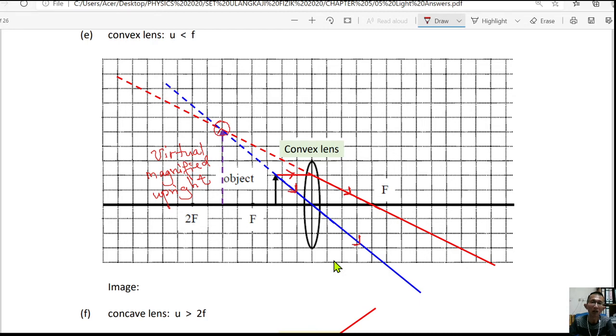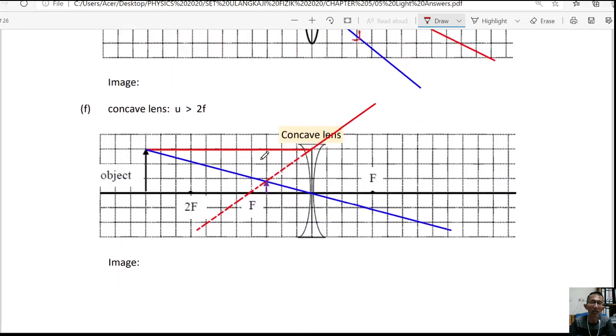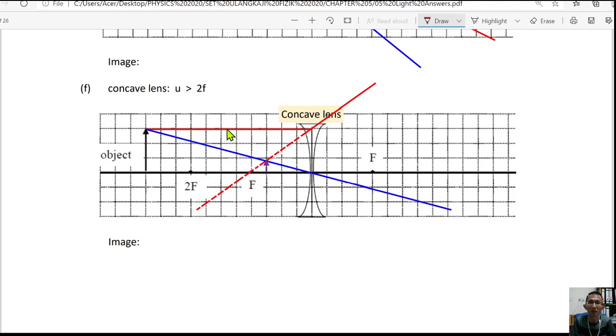So we are done with convex lens, so let's go to concave lens. Alright, the same thing, the red line is parallel to my principal axis, and what happened? This ray will diverge. Diverge from where? Diverge from this focal point. Sorry, I need to draw this arrow first. And then the blue line will go through the optical center. It will just go straight.